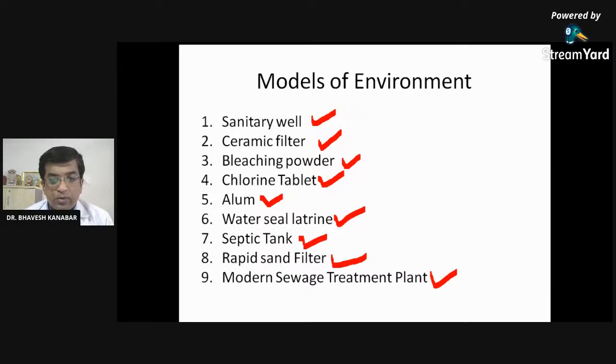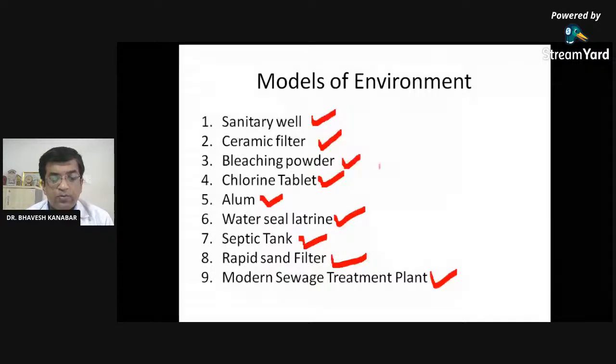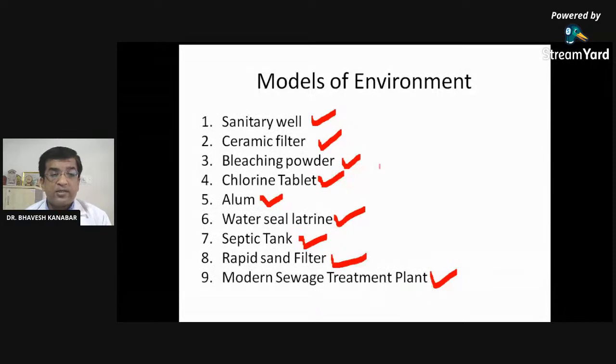So first, I am waiting for some other students to join. First, sanitary well. As we know, well is one of the important sources of water supply, particularly in past days. Let me know, write down in chat box, what are the sources of water? What are the sources of water? Write down in chat box. The students who have joined newly, there is a chat box, live chat, in YouTube below your video. You can write down in that.